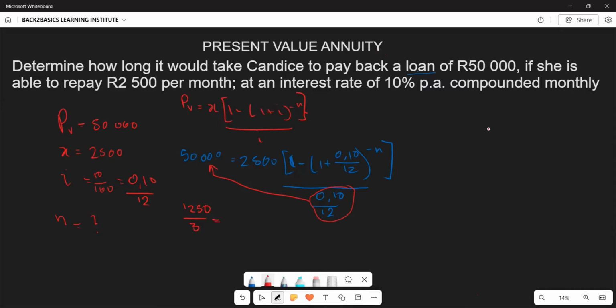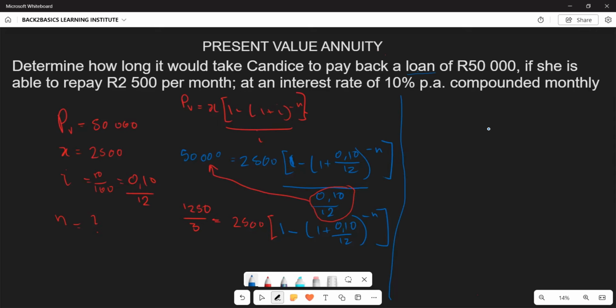Then this is equal to, you still have your 2,500 here, into the bracket: 1 subtract 1 plus 0.10 over 12, to the power of negative n. Remember, the formula starts with 1, so we start with this one first. So now let's continue on this side.